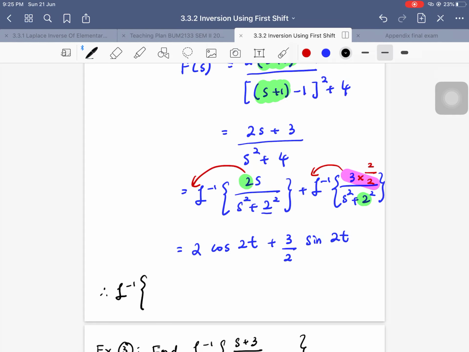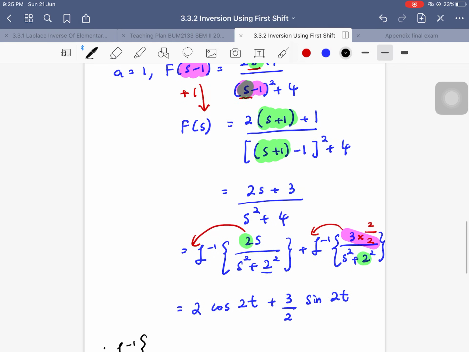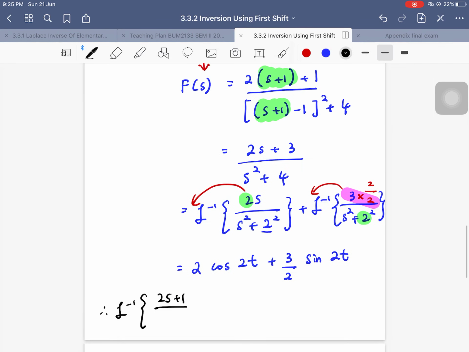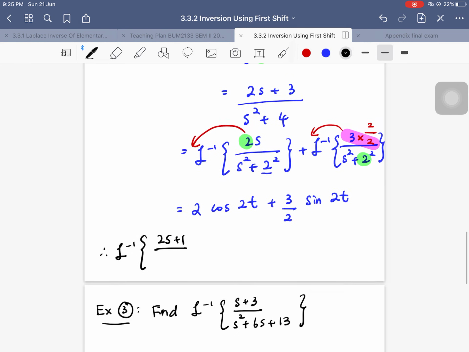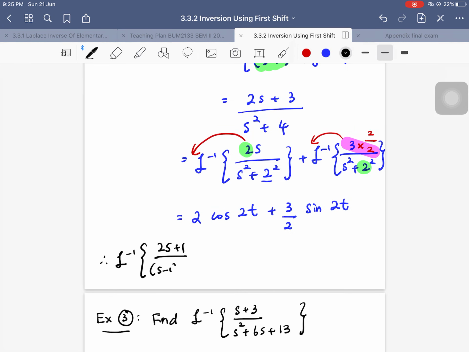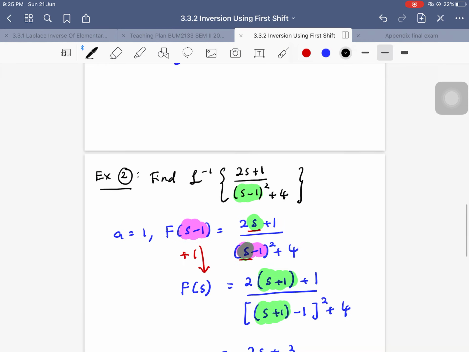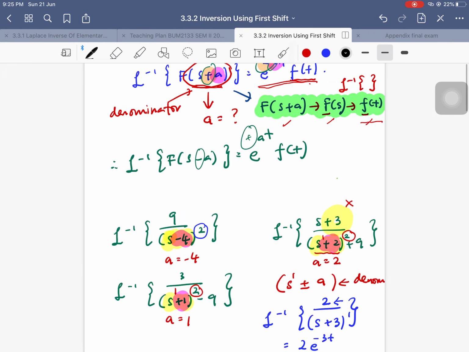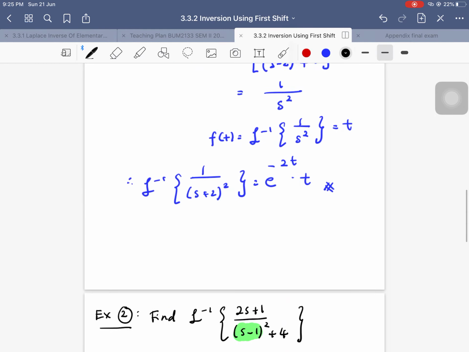So Laplace inverse of, what do I have? 2s plus 1 over, and at the bottom, s minus 1 squared plus 4. So that is going to be equivalent to, remember, this is f of s minus a. So this is actually the formula that I've just written. When this is minus, this is going to be a positive exponential.